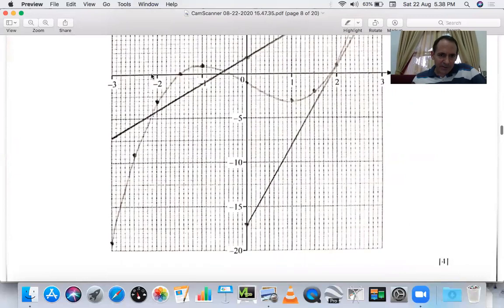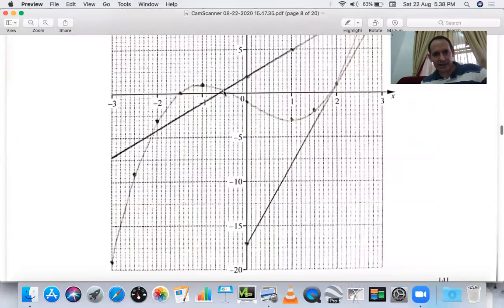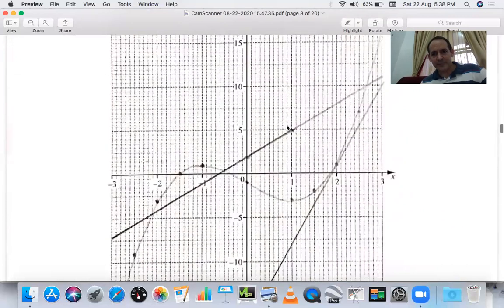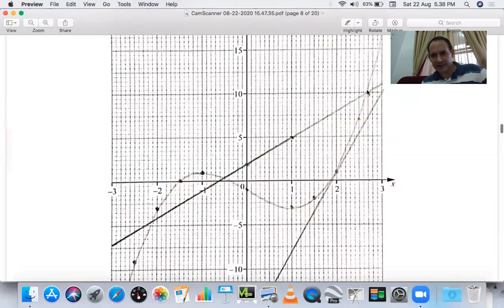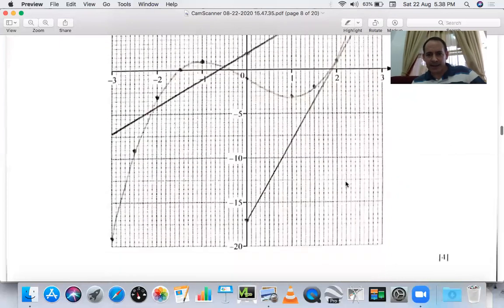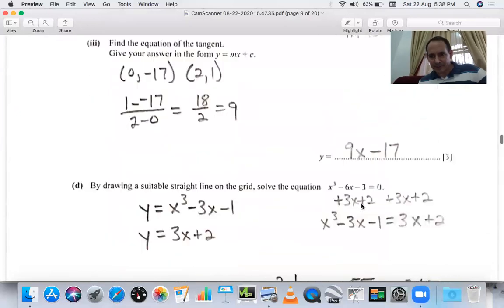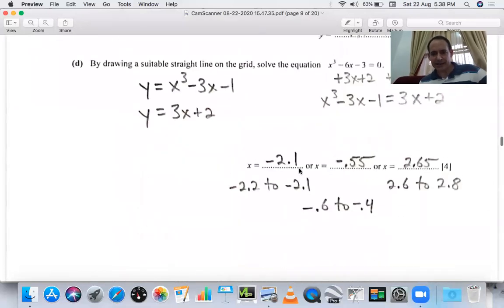So you go up to the x, you find the x. You might want to use a straight edge to find that. Here's the x value. And then here's one right here. Find that x value. And the other one is way over here, right there. Find that x value. So on mine, I have these 3 values right here: -2.1, or -2, or -0.55, and 2.65.